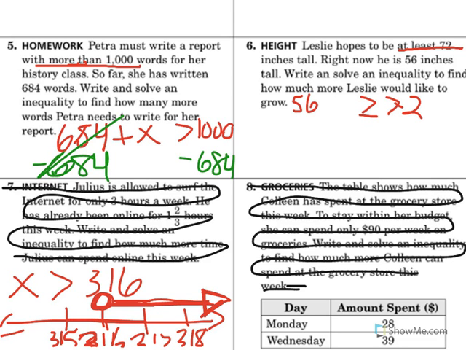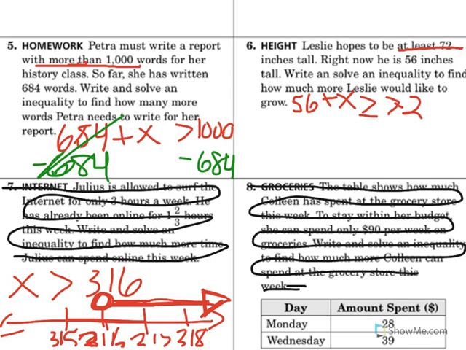Write and solve an inequality to find how much more Leslie would like to grow. So just like the previous example where it was how much we wrote and how much more we have to write, if he's already 56 inches, we've got to say 56 inches he's already grown plus how many he would like to grow. That'll equal his goal, and for him it's greater than or equal to 72. So 56 plus x is what we're going to do in this example.